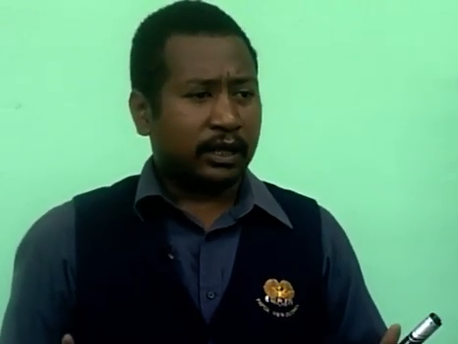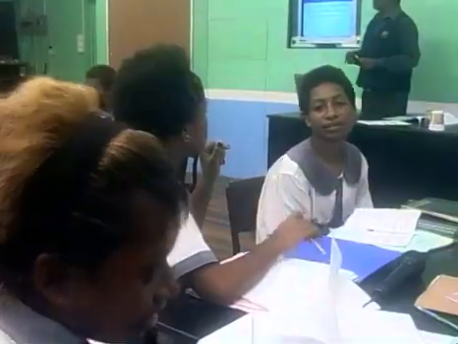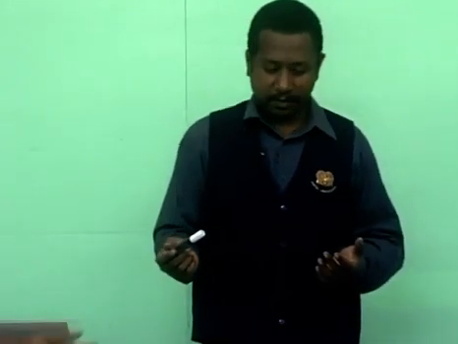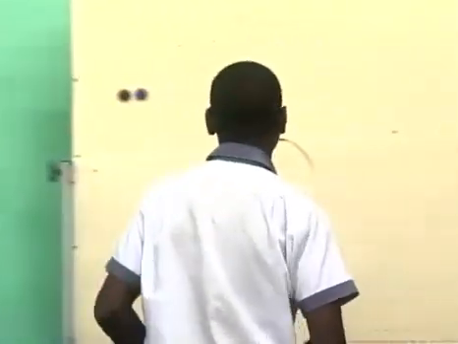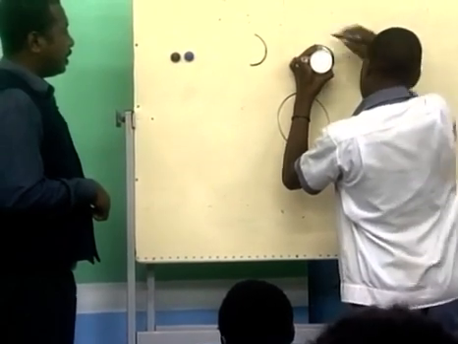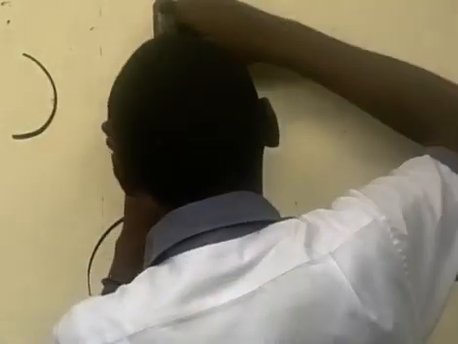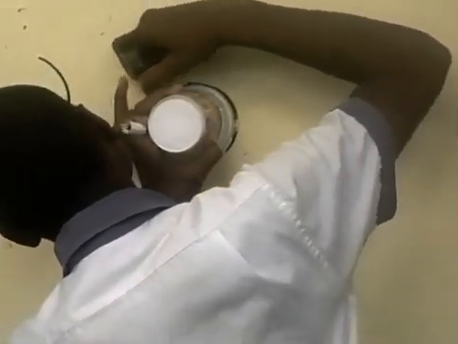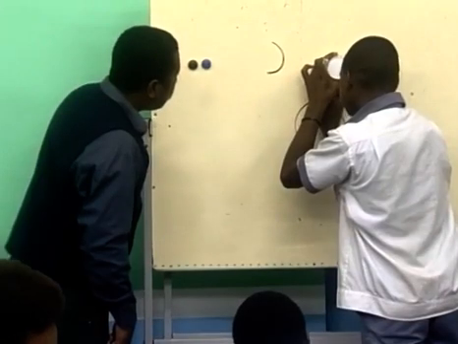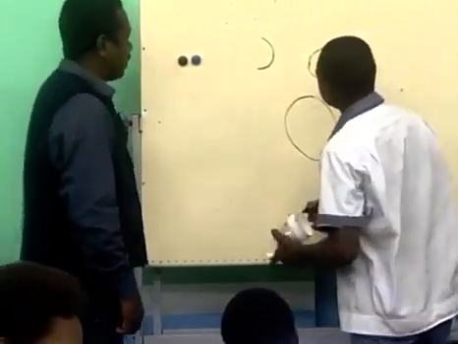So what can I use to draw an accurate circle? Can somebody show me? Yes? By using a round object. Very good. Can you come and show me? Okay, let's see him. I have to study carefully and see how he's drawing his circle. Okay, good.